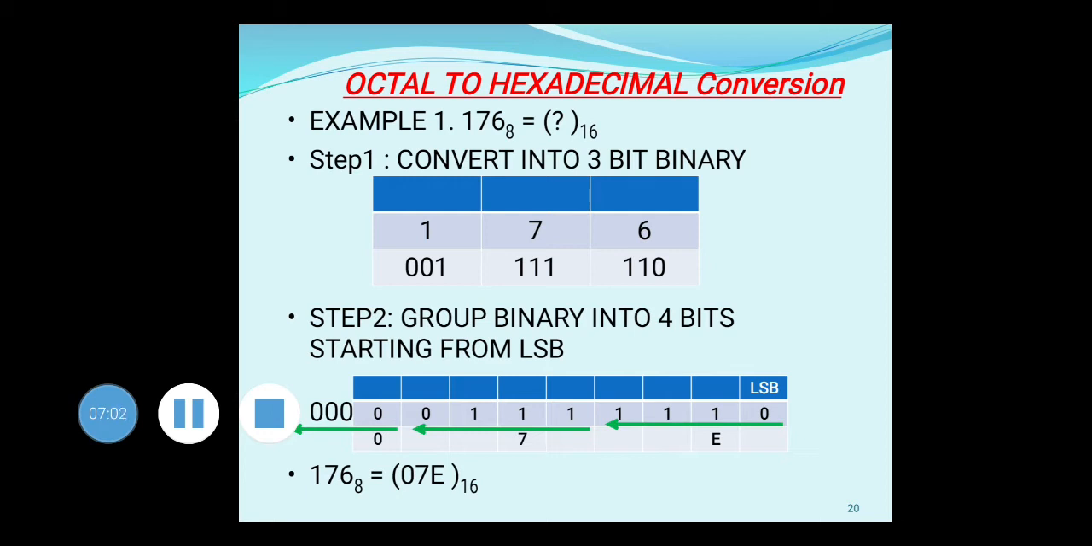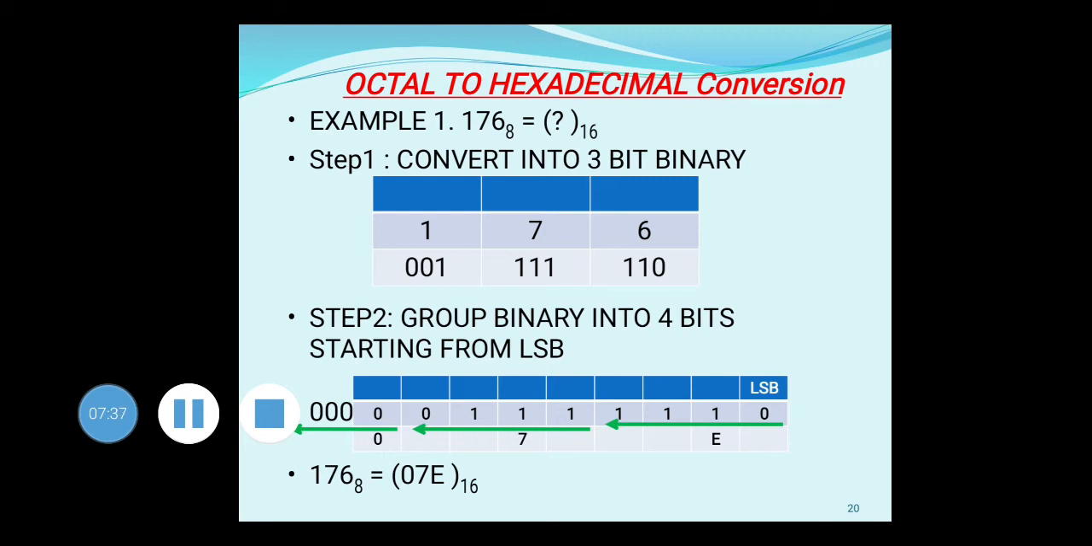Now every digit you are going to represent by 3 bits. So here also it is represented by 3-bit binary, because it is your octal to binary conversion. So 1 is 001, 7 is 111, 6 is 110. After grouping into 3 bits, the answer is 001, 111, 110. The next step is to start grouping into 4 bits, and you are going to start from the LSB again.